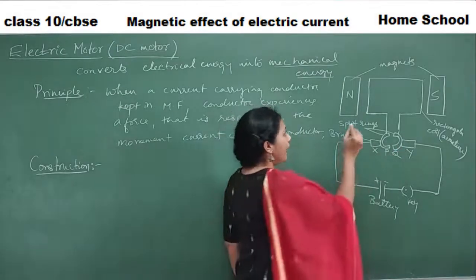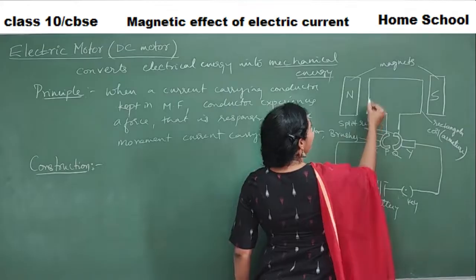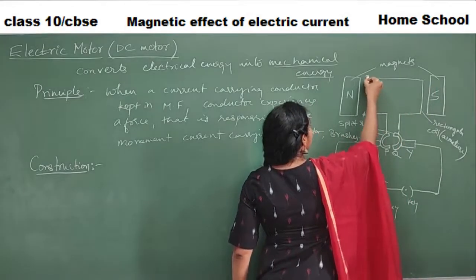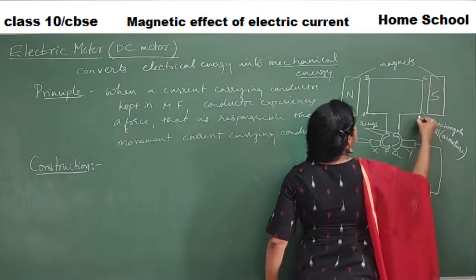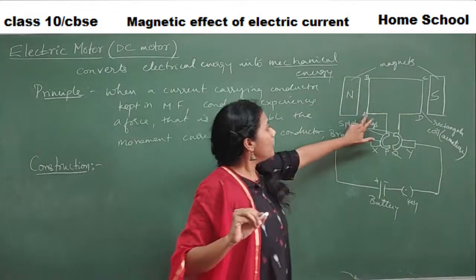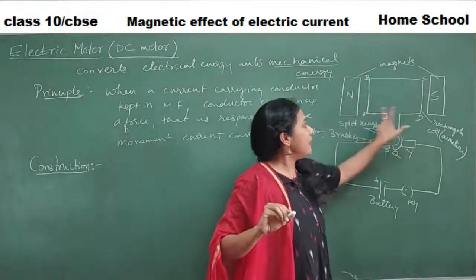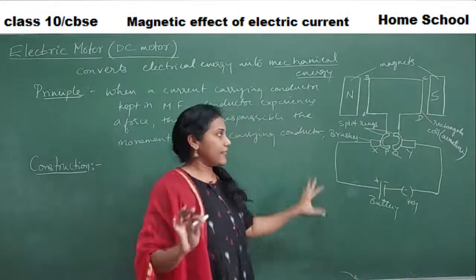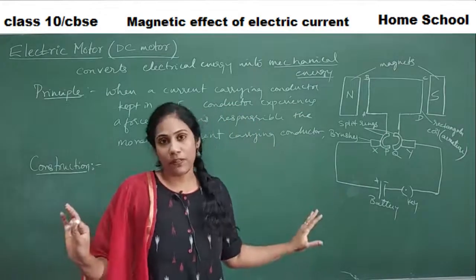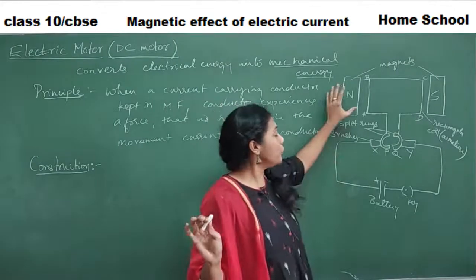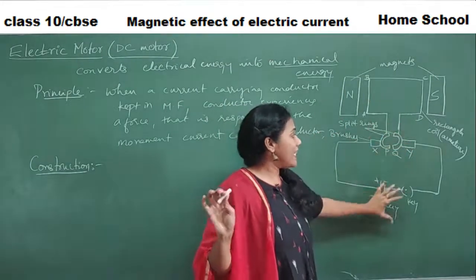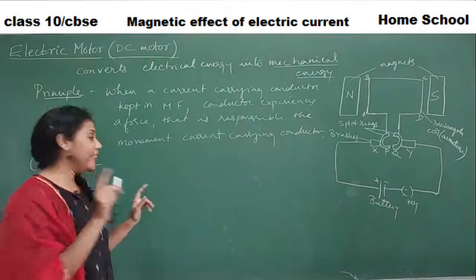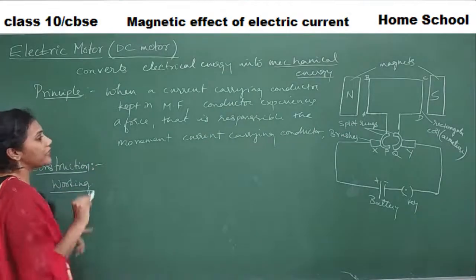Fine. And now I will indicate the four arms of the rectangle: A, B, C, D. So the four points of the rectangle I indicated with A, B, C, D. That's it, guys. This is the construction. This is how you have to name the different parts in a DC motor. Clear? After this, we will go for the working of a DC motor.